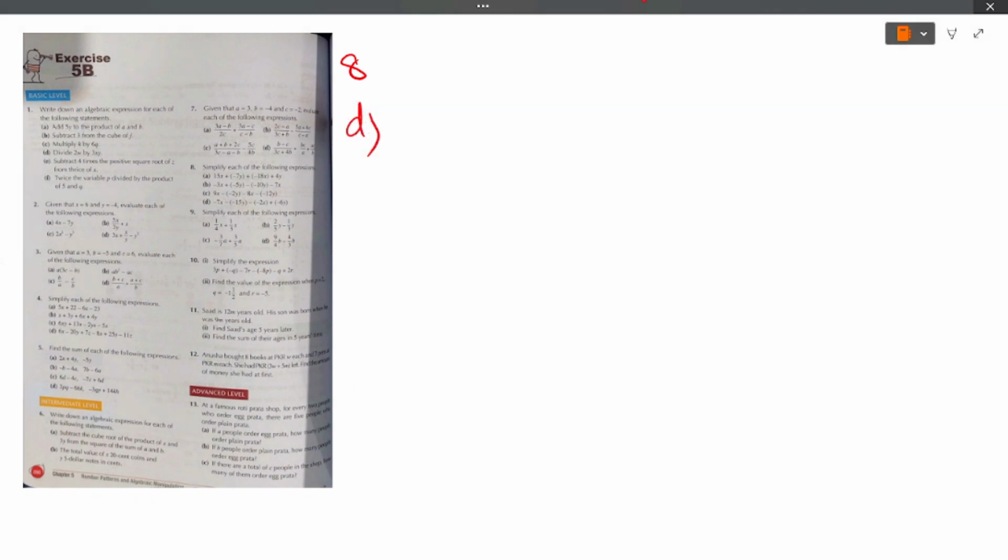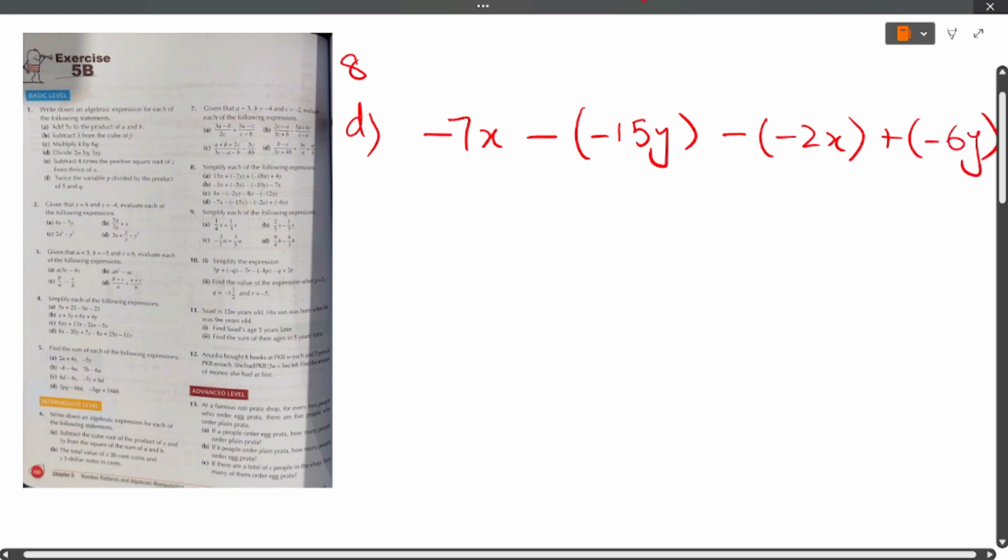Okay, we have the D part here. And the D part is minus 7x minus into minus 15y minus into minus 2x plus into minus 6y. Yes, Mustafa, what do we have to do first?